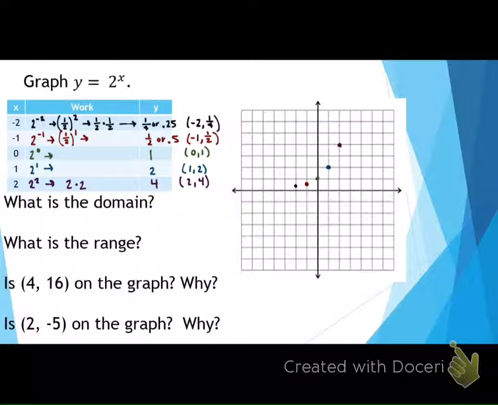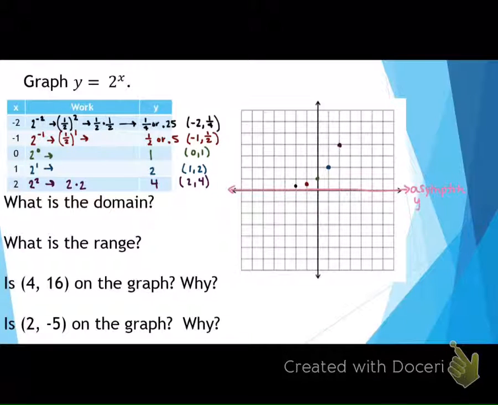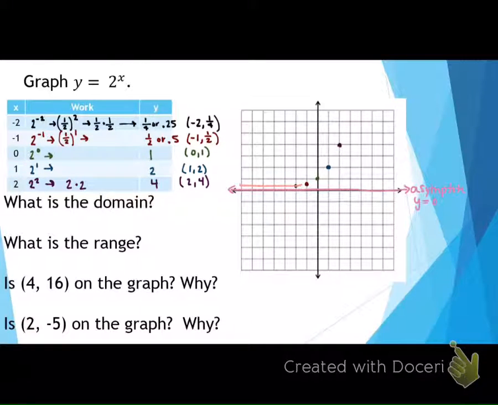So we're going to draw the line of the asymptote in here before we connect the points. The asymptote is the line that it will never touch. It's going to ride along it, but it will never touch. So this is your asymptote here. And it's at y equals 0. So that way when you go to connect your points, you know exactly where you should not cross.